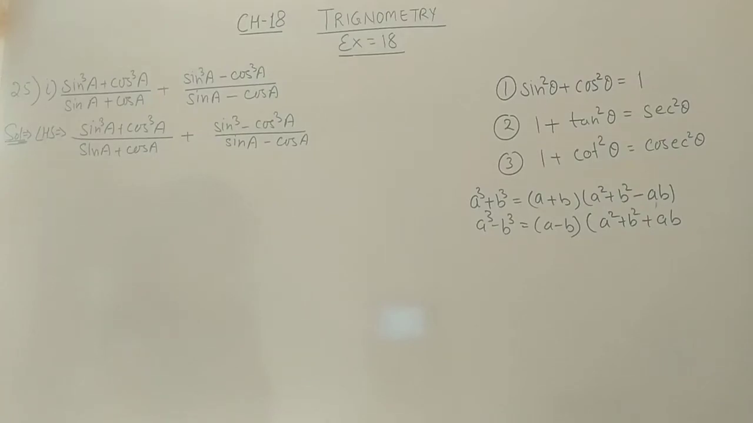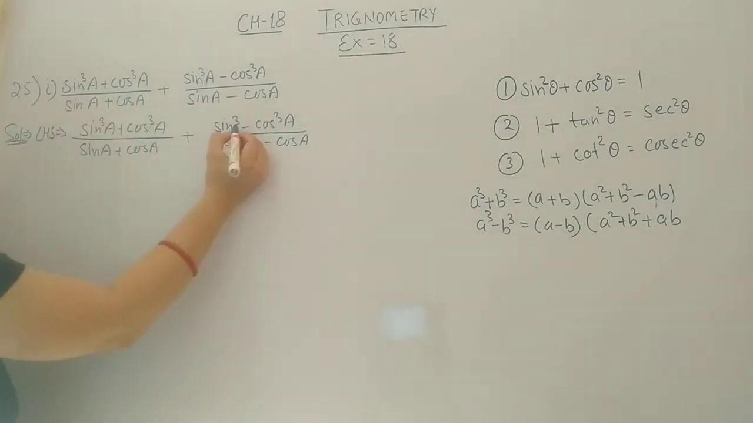Hello students, we are doing chapter number 18 trigonometry and today we will start from question number 25 first part. (sin³a + cos³a)/(sin a + cos a) + (sin³a − cos³a)/(sin a − cos a). So for the first term numerator we will use the a cube plus b cube formula, and for the second term numerator we will use the a cube minus b cube formula.